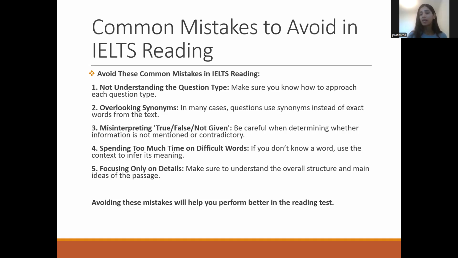There are some common mistakes that you can avoid. First, not understanding the question type. Make sure you understand what kind of question it is and what it is asking, so read the question properly. Second is overlooking synonyms. Instead of just focusing on the exact word, try to look for synonyms, for what it is trying to say in general. Third is misinterpreting true, false, not given. You really need to figure out whether the information is not given or whether it is false.